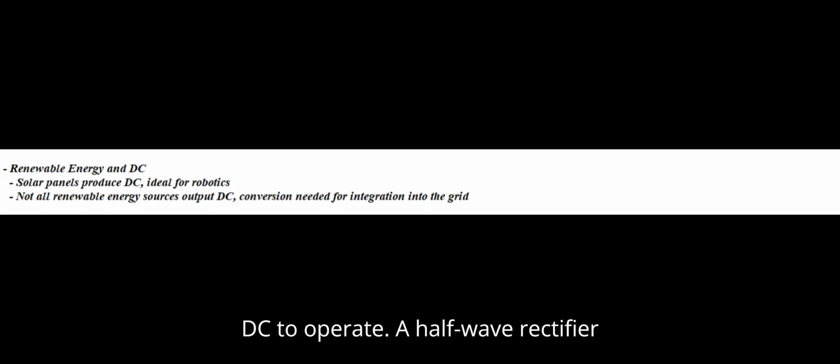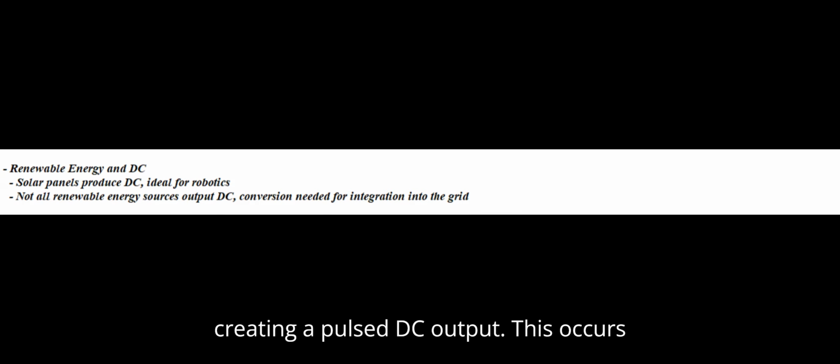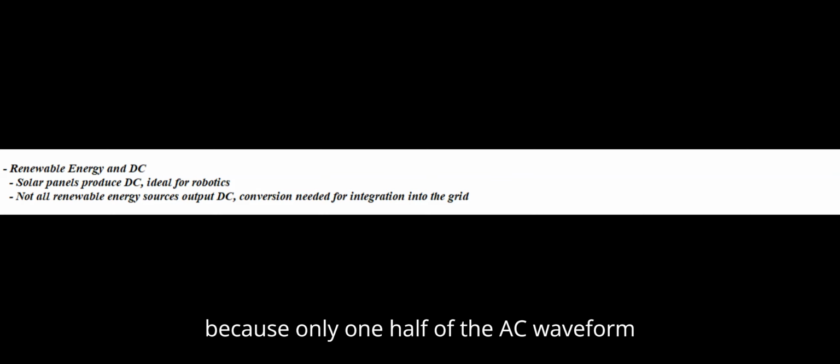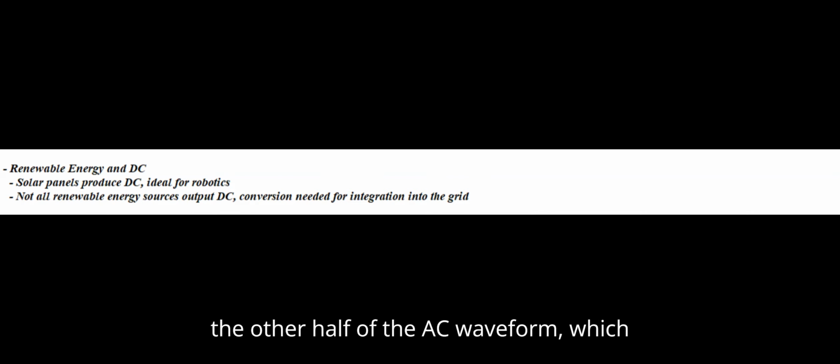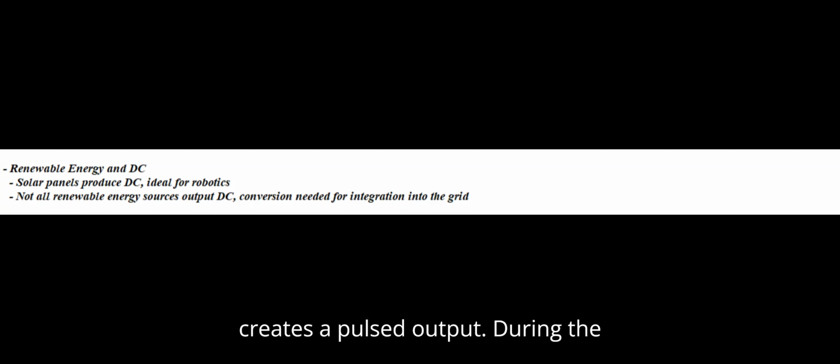A half-wave rectifier allows only one half of the alternating current waveform to pass through, creating a pulsed DC output. This occurs because only one half of the AC waveform is able to pass through, resulting in a pulse. This is where pulse width modulation (PWM) comes in. A half-wave rectifier effectively blocks the other half of the AC waveform, which creates a pulsed output.